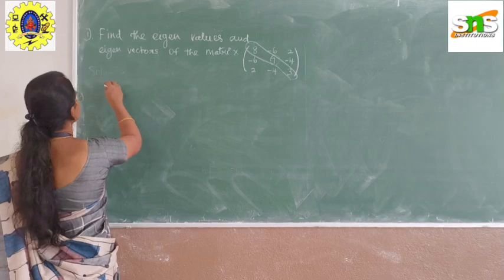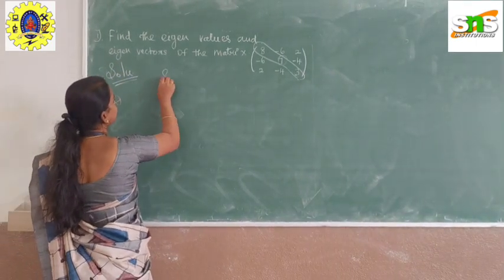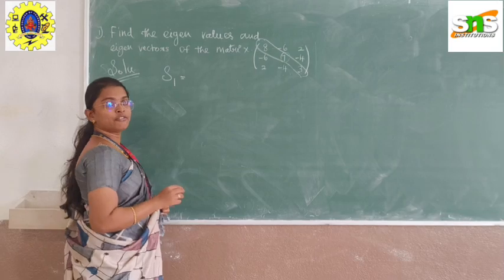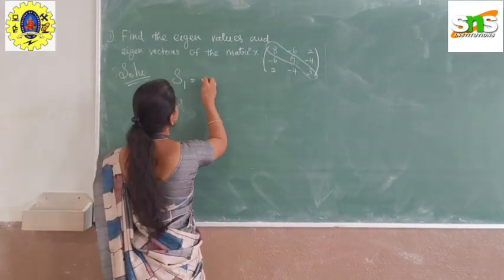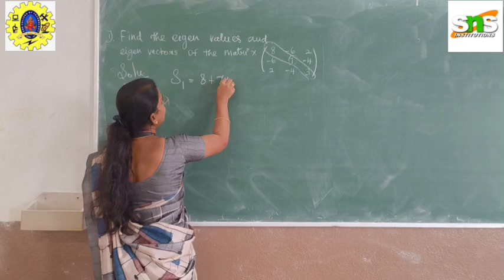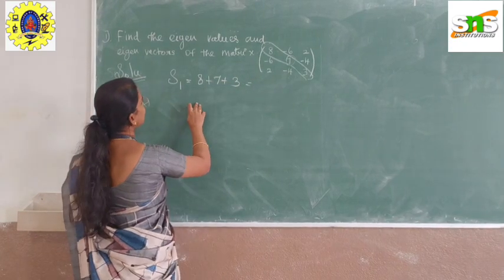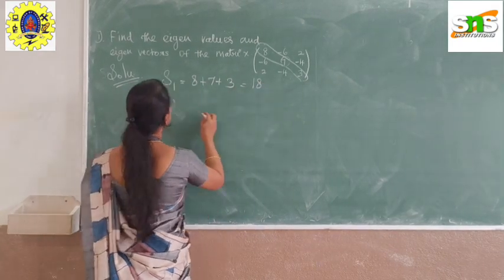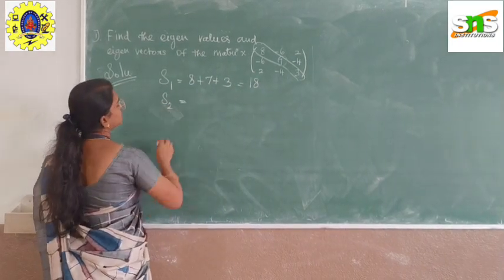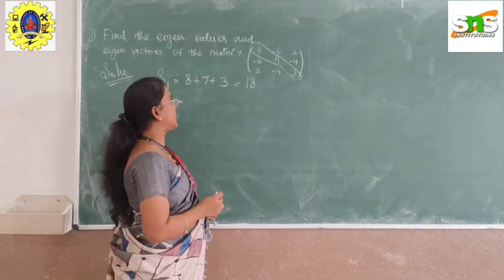For that, we are going to find S1, which is the sum of the main diagonal. What are the main diagonals here? 8, 7 and 3. So I am going to add these 3 numbers, and you will get 18 as S1. S2 is nothing but the sum of the minors of the main diagonal elements.